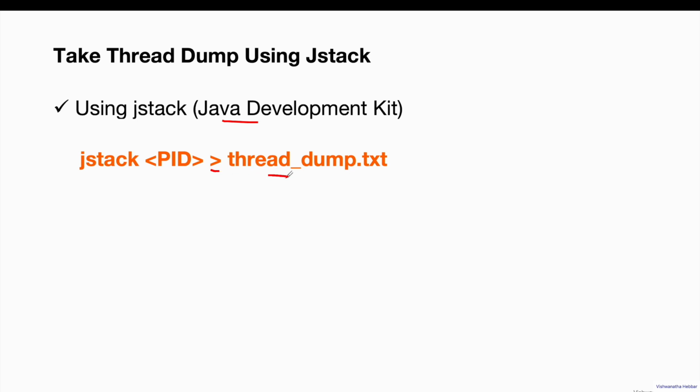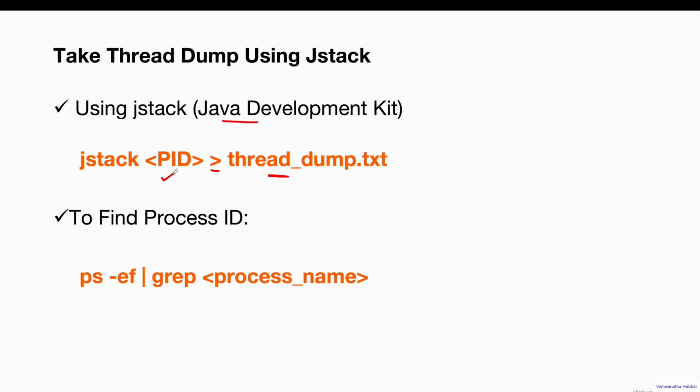Here in this file, the thread dump will be saved, but before that we need to find the process id. To find the process id, you can use this particular command: ps -ef, the pipe symbol, grep, and then the process name. For illustration purposes, I will use this command to get the process ID of JMeter. It means currently I have opened JMeter, so I can get the JMeter process ID, and using that process ID, I can take a thread dump.